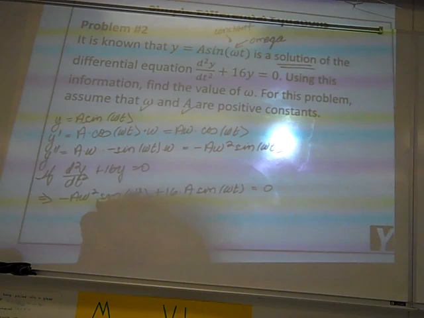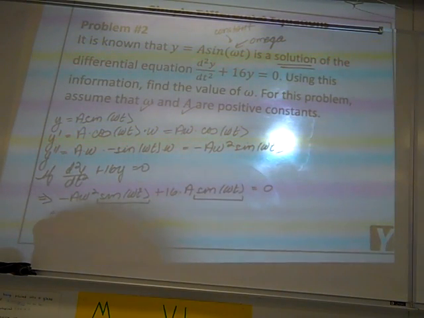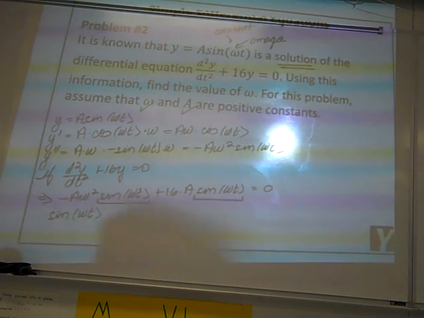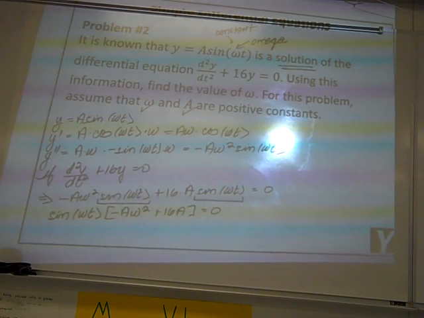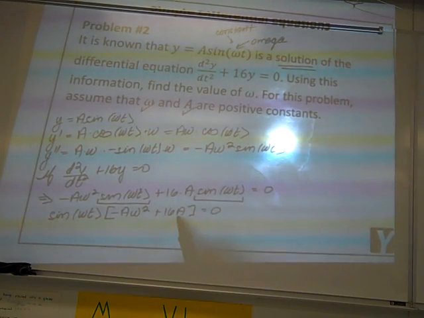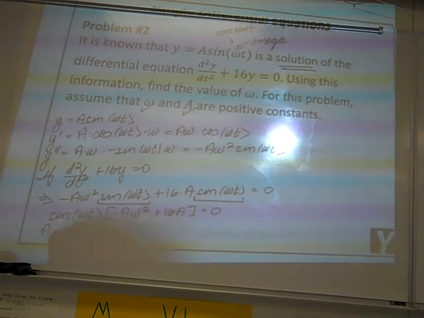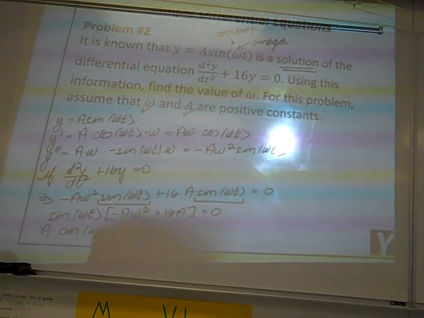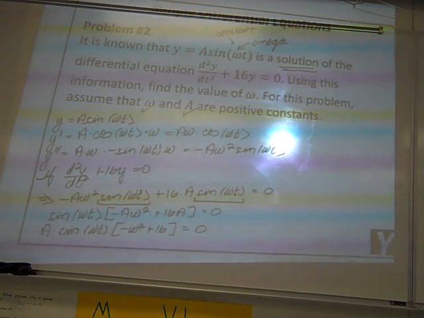I see a sine omega t over here, a sine omega t over here. I can factor that sine omega t out. What that'll leave me with is negative a omega squared plus 16a is equal to 0. I guess I technically could have factored an a out as well, so let's do that. A times sine omega t times negative omega squared plus 16 is equal to 0.